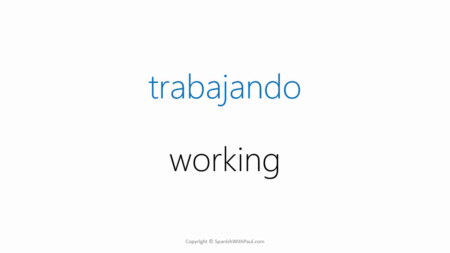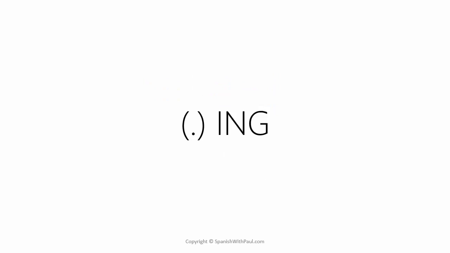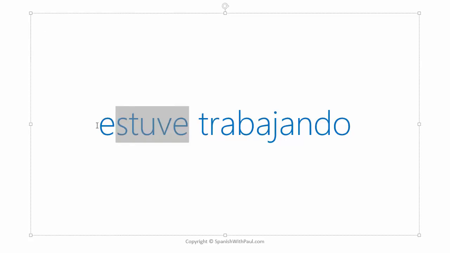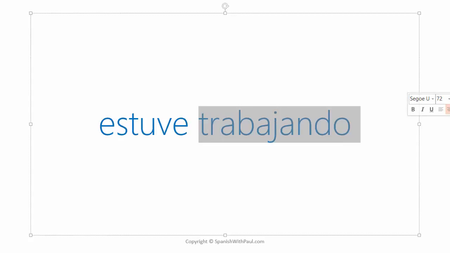What I'd like to introduce to you now is the dot ing. And that would be estuve trabajando. So instead of estaba, which is a line in estar, now we have estuve, which is a dot. So we can also combine that with this ando or yendo sound. Now it means a very specific thing in English.